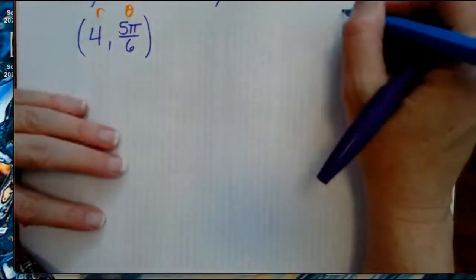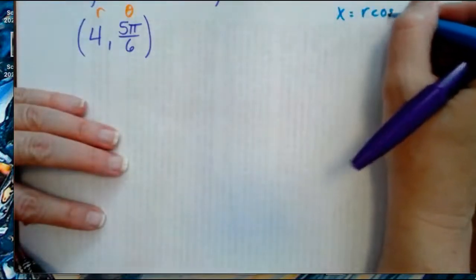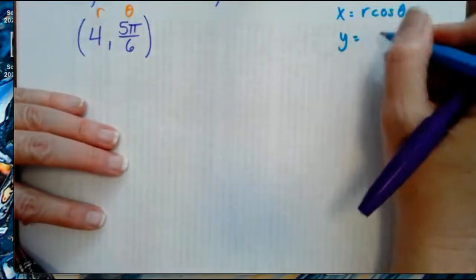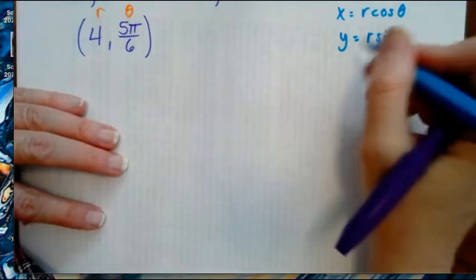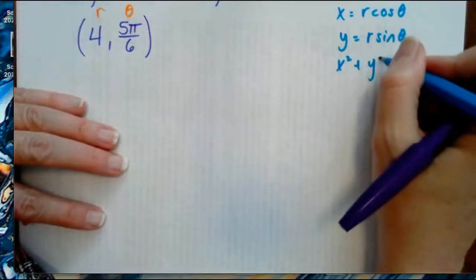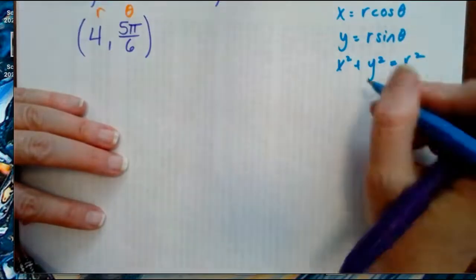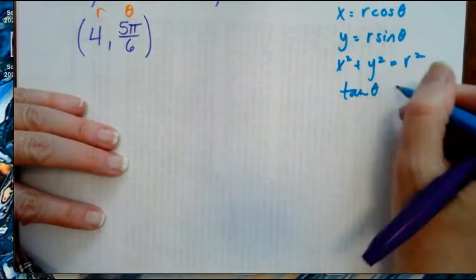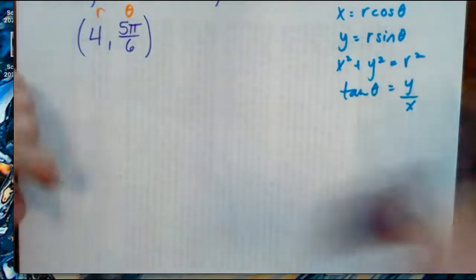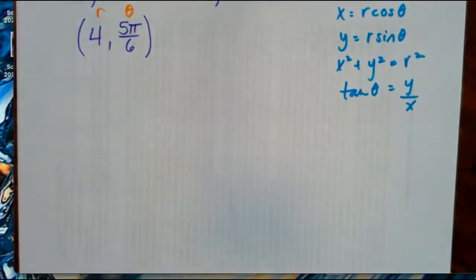Next, we're going to change to rectangular coordinates given polar coordinates. Remember, this is r and this is theta. And the things that you must know for our test are x equals r cosine theta, y equals r sine theta, x squared plus y squared equals r squared, and tan theta equals y over x.